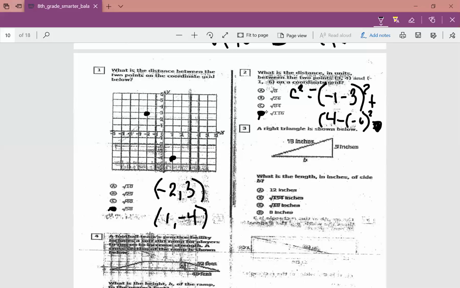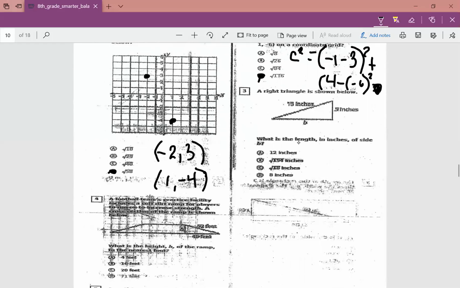So this is the difference in x values and the difference in y values. So it winds up becoming c equals the square root of 116. Hopefully that makes sense, because up here I'm going to have -1 minus 3, -4 squared. And down here I'm going to have 10 squared, 100 plus 16. Hopefully that is making sense to you where I'm getting all of these numbers from. So next is number 3.